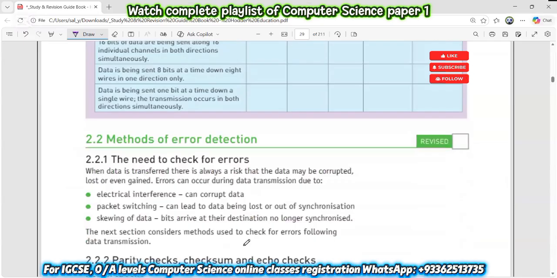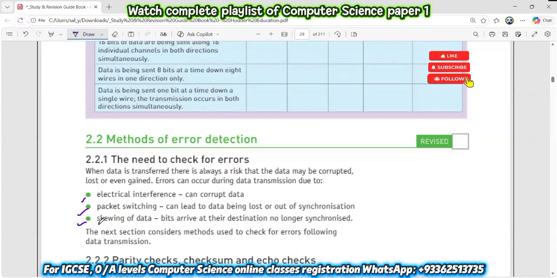First thing that you need to know is why the errors may occur. Definitely, when data is transmitted, errors may occur. Errors may occur due to electrical interference. Errors may occur due to loss of data packets, or maybe out of synchronization. The problem may occur because of skewing of data.